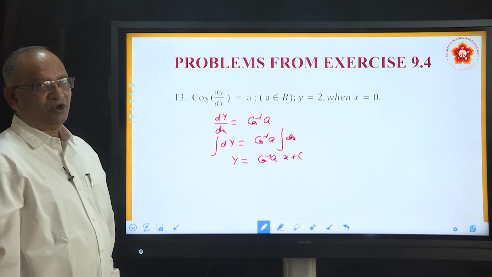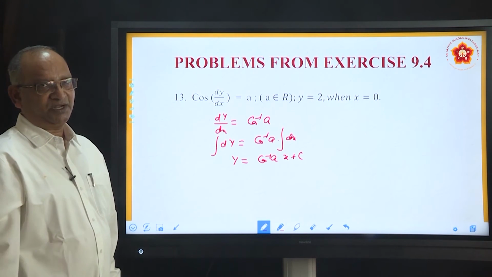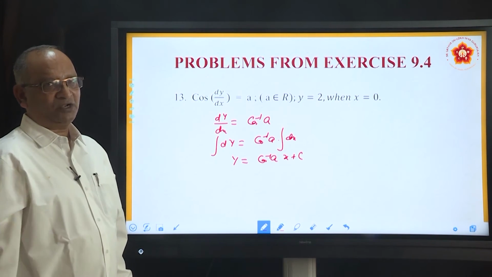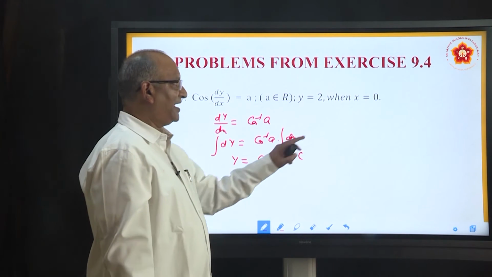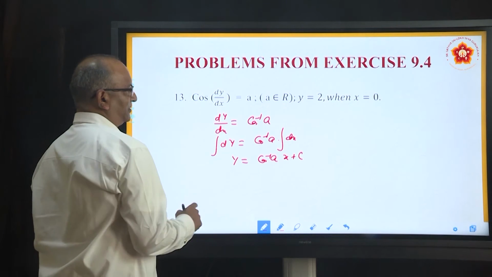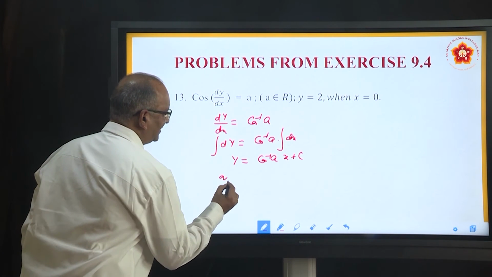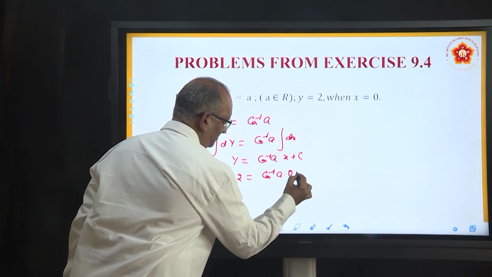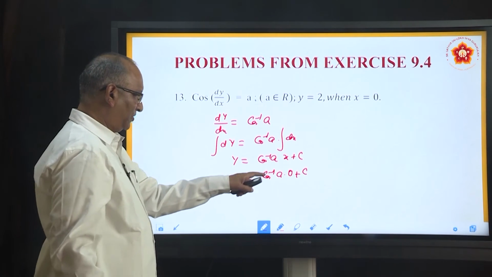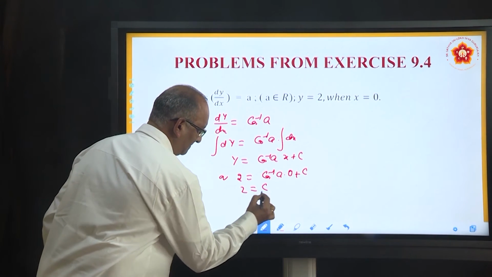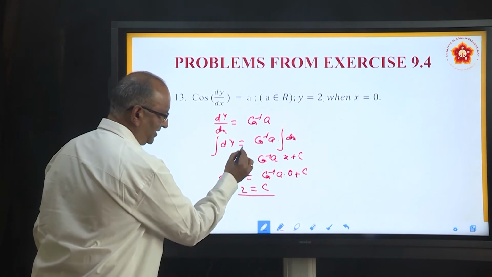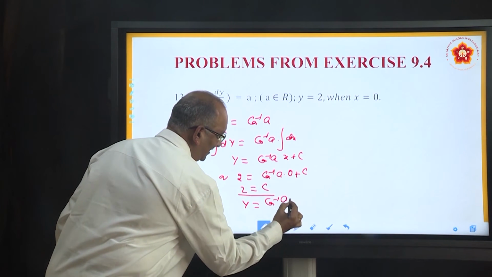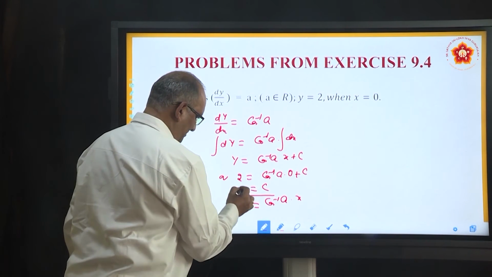What is our objective? Our objective is to find the particular solution. How do you find the particular solution? By finding out the value of the constant. How to find the value of the constant? Substitute the x and y values. What are the values? 0 and 2. So substitute x is 0, y is 2. This can be written as 2 equal to cos inverse a into 0 plus c. This became 0, so 2 is equal to c. Substitute this value in the equation. So y equal to cos inverse a into x plus 2.